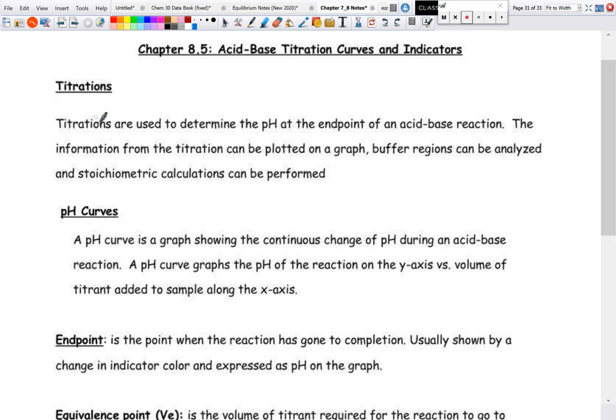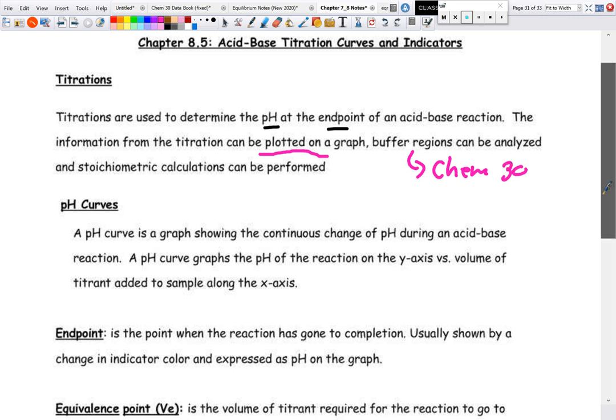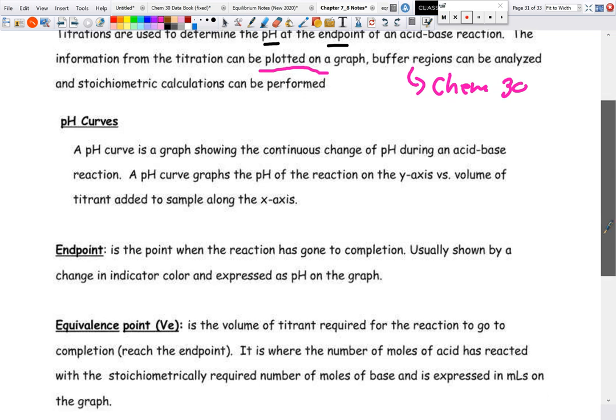So of course we know titrations are used to determine the concentration of things. If you remember, there's a relationship between concentration of hydronium and hydroxide, pH and pOH. So we can also use titrations to determine the pH at the endpoint of an acid-base reaction as well. If you had pH meters, the information of a titration can be plotted on a graph. Buffer regions can be analyzed. This is Chem 30 stuff, and stoichiometric calculations can be performed as well. But for the most part, we're just going to look at how it is going to look.